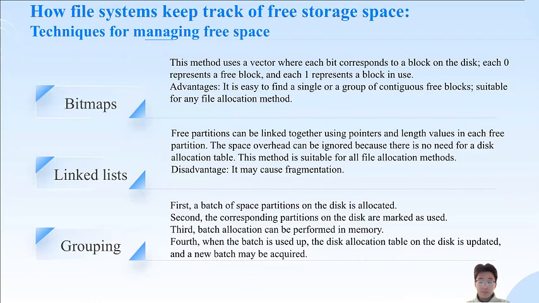So here, how does the file system keep track of free storage space? Technologies for managing free space: three methods. First one, bitmaps. Second one, linked list, and the last one is grouping.